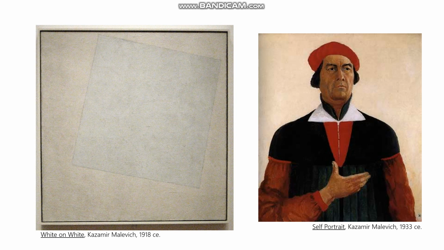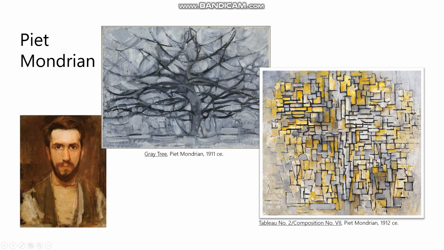Here I have an early painting, a 1918 White on White, and then a painting from much later in his career, a self-portrait. One of the interesting things is that even though the first is a non-objective painting and this one is a self-portrait, a figurative painting, you can see that the artist is very similar in how he thinks about design and organization. There's a lot of the Suprematist in this self-portrait as well.